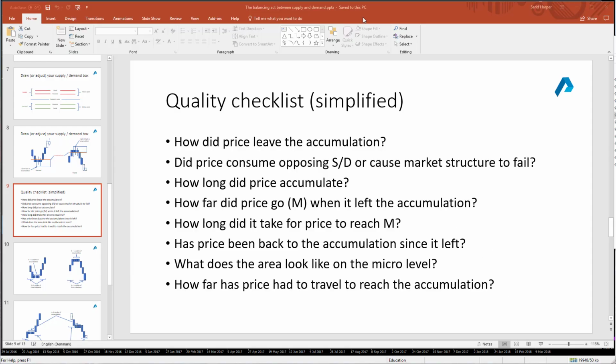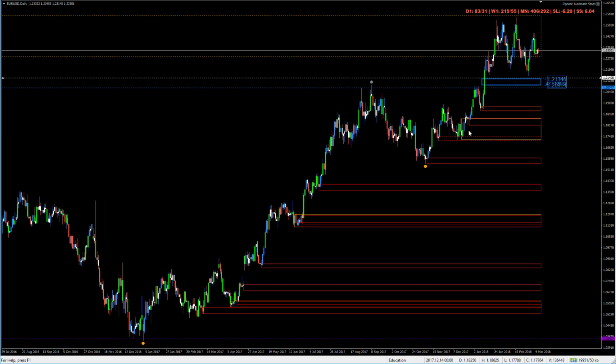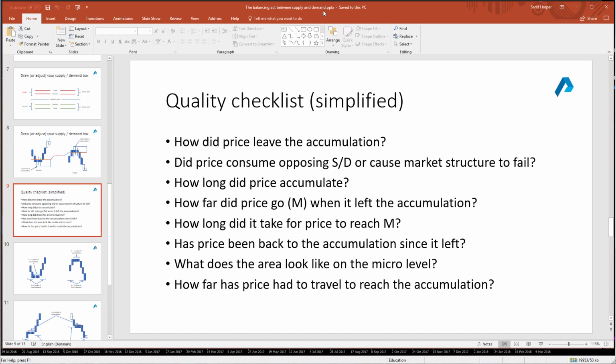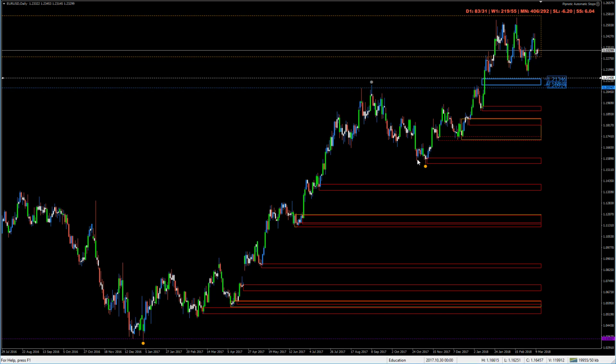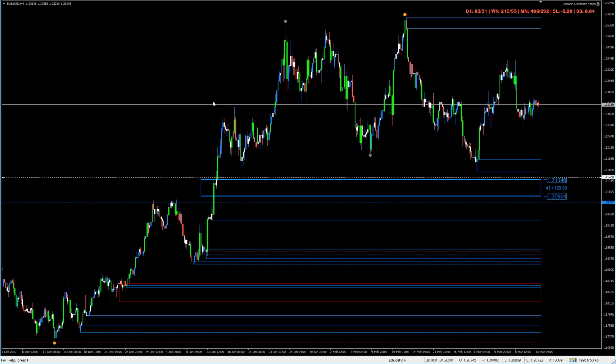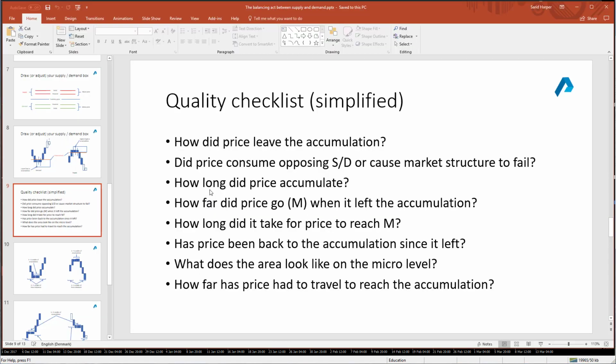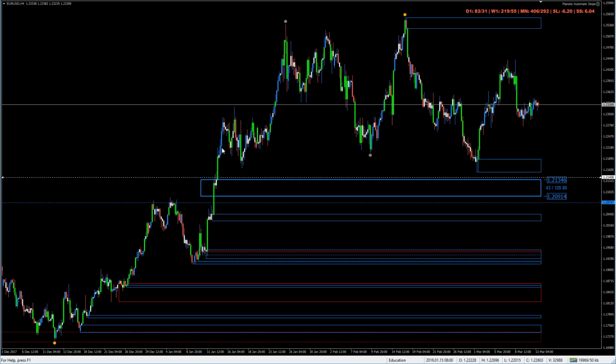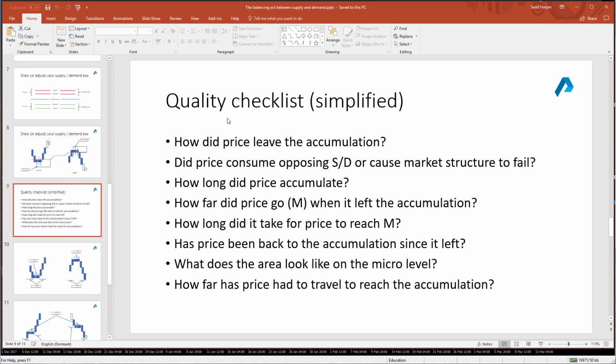Okay, and so when we identify an area of supply or demand, then you want to look at the quality checklist and ask yourself a question about the area that you've identified. Okay, let's say for a second it's this one here. Let's go to the 4-hour chart. Say, okay, what does this look like here? Then we have a checklist, and this is in the member section. See, how did price leave the area of accumulation? Well, it left it very strongly. You can see that price really moved away from this area very quickly. So, that was a very good call.